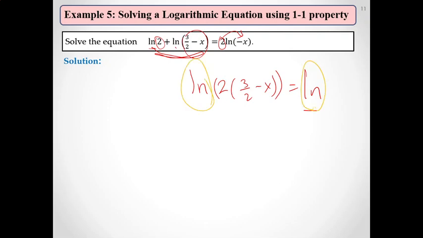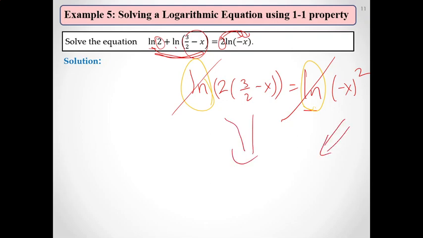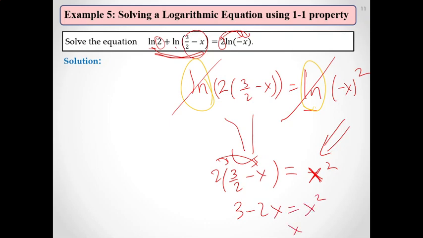here. Okay, so this will be minus x squared, so we take this 2 to here, and now we have ln on both sides. Now we can say they're the same. It means the insides are the same here. So 2 times 3 over 2 minus x and minus x squared, which is x squared indeed. They're the same, so we multiply. It means 3 minus 2x equals x squared, and x squared plus 2x minus 3 equals 0.